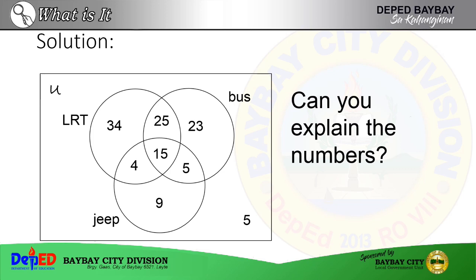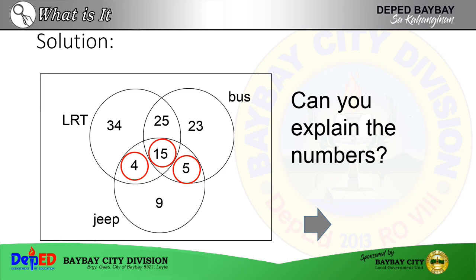33 students who had ridden the jeep. For this, you need to focus only on the jeep circle. Now observe that there were already elements or data of 15, 4, and 5. Just add the 3 of them. The result would be 24. Then to complete the 33 students, subtract 33 to 24. The answer would be 9.